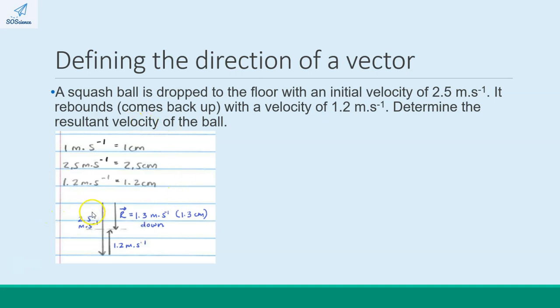The other thing that I just want to bring to your attention again is that when you label these vectors, you must not label them based on the centimeters. You can always put that in brackets if it helps you. But you must label them based on the vector value, which is the meters per second value.